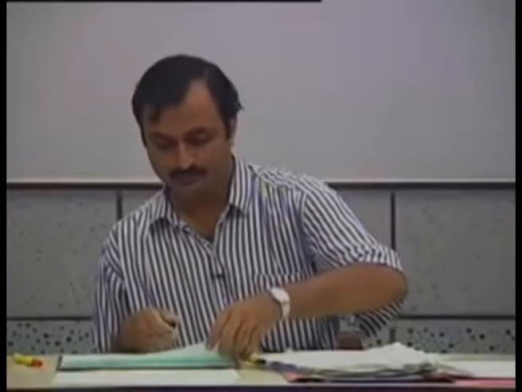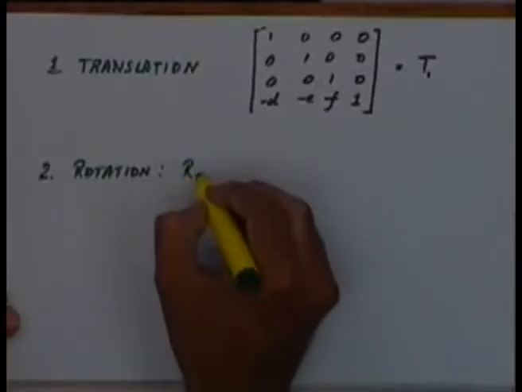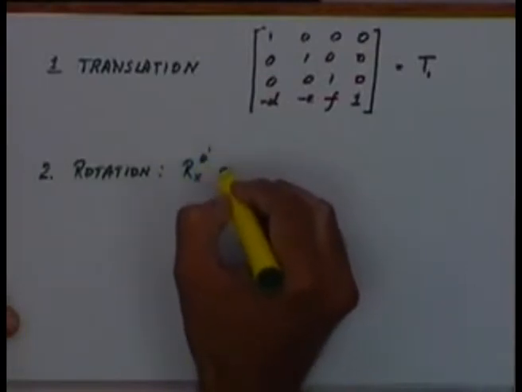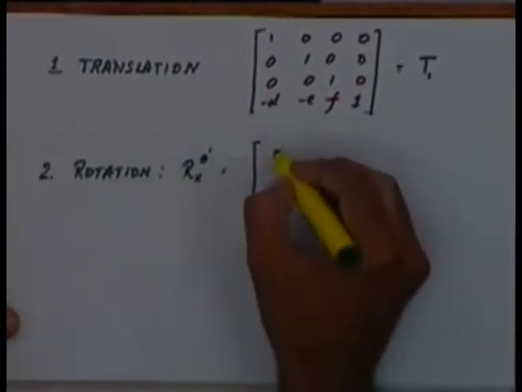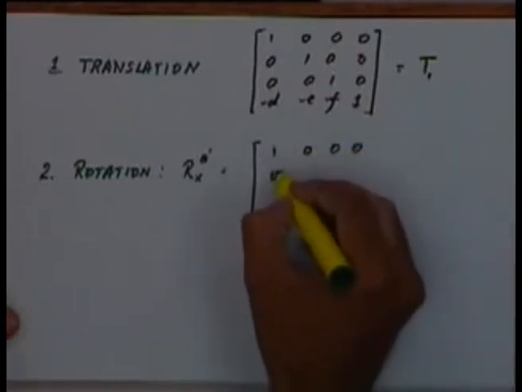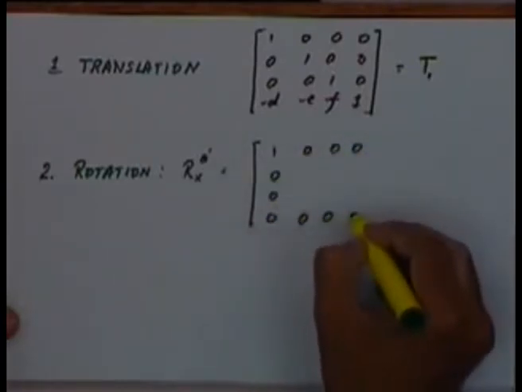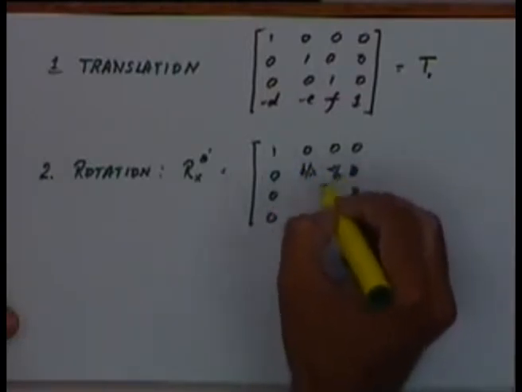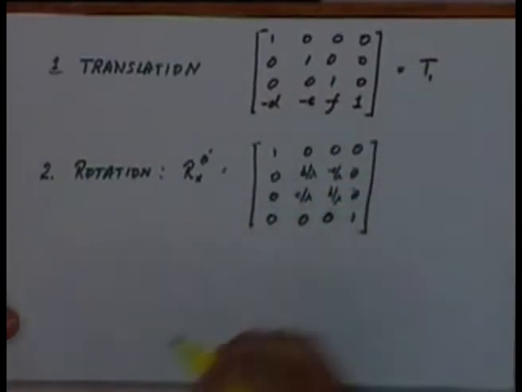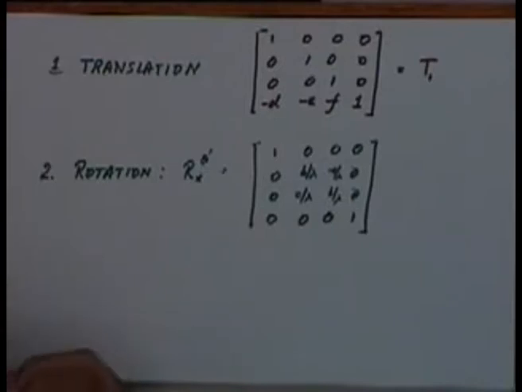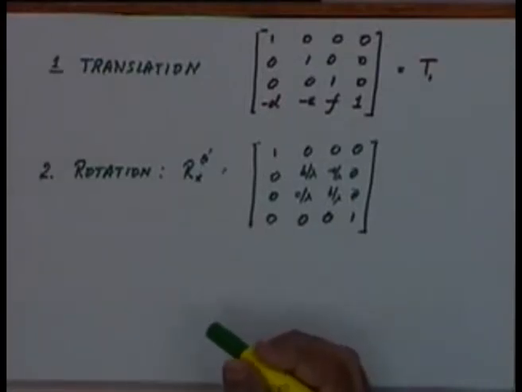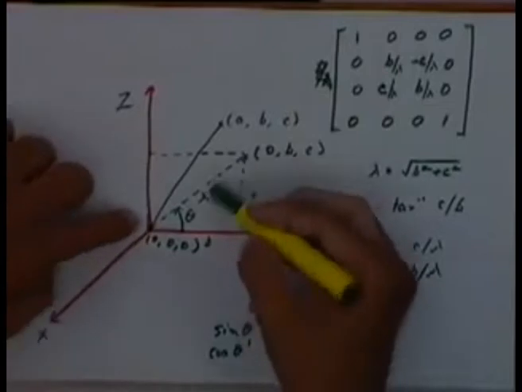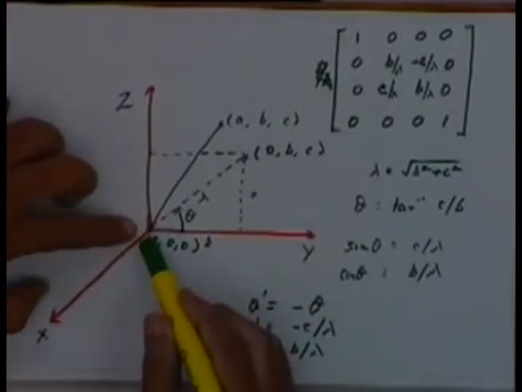So I will repeat here, this is rotation about x by an angle of theta prime, and this is given by the transformation matrix that I just wrote. After this stage, this vector is now lying in the xy plane.